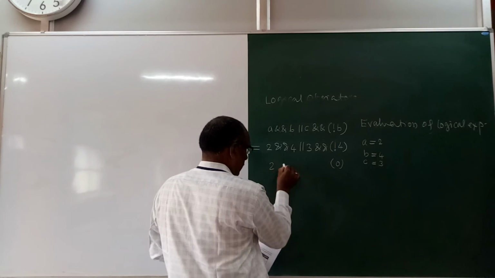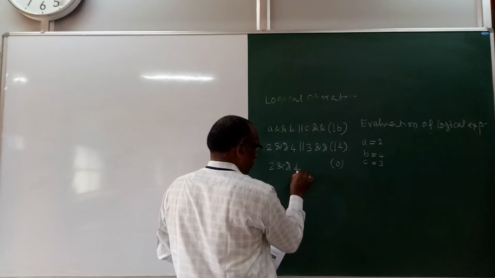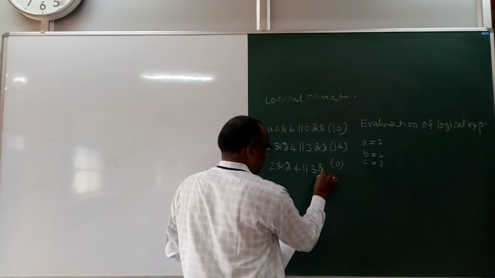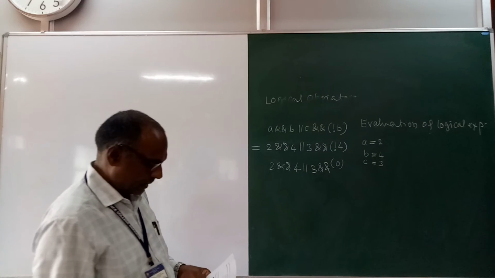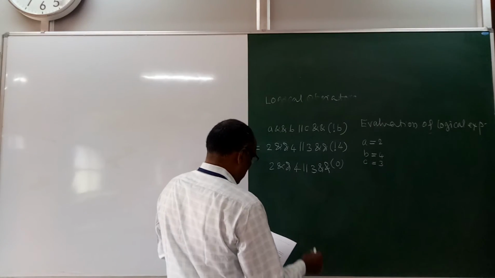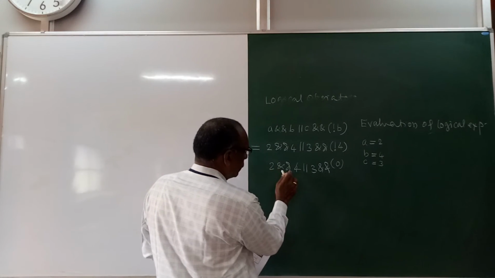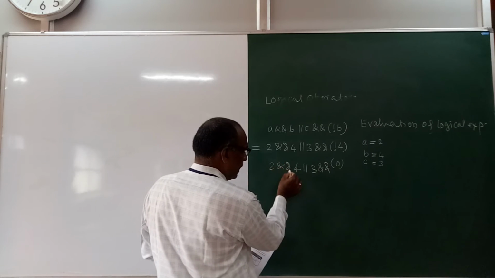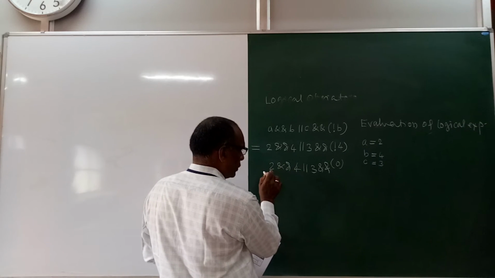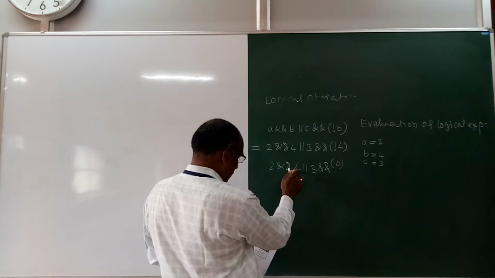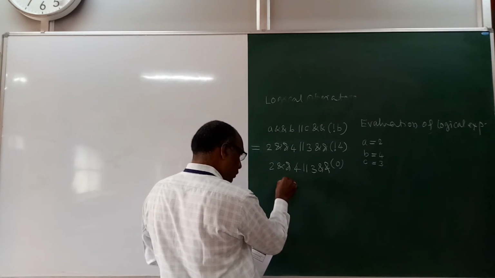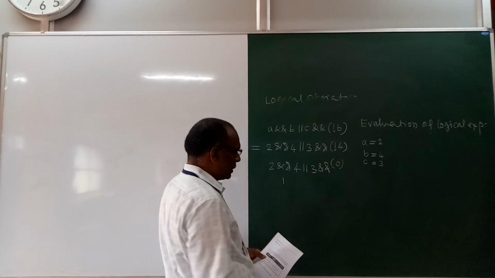I'll write 2, this is ANDing, 4, thus, 3, thus. Hope you got this. Okay, now, this is 2 and 4. This is the ANDing operation, it is multiplication. So A is 2, B is 4, and it is true. So we'll write the value 1 here.